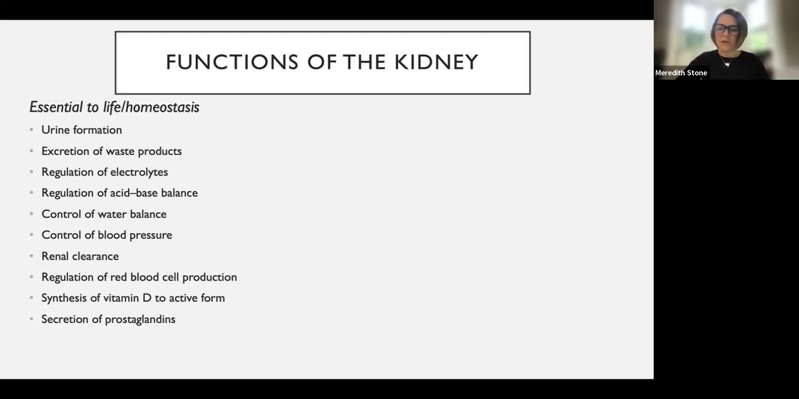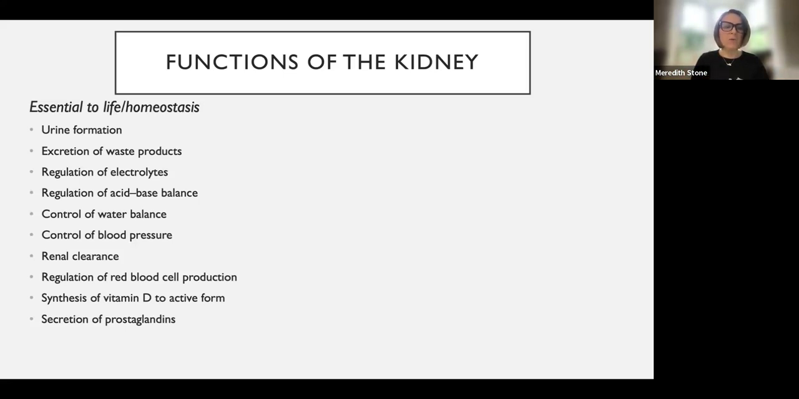So some of the big things, right? We know we're obviously going to make urine. It helps our body to get rid of waste. It helps us to regulate electrolytes, right? So we always think about the sodium and the potassium, right? Which we're going to lose at that loop of Henle, but it helps to regulate calcium and phosphorus as well.